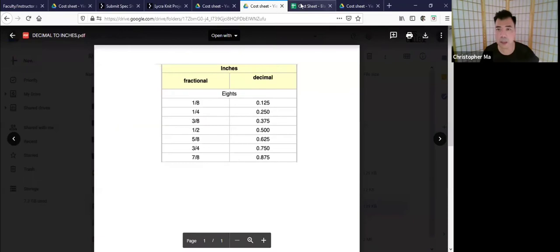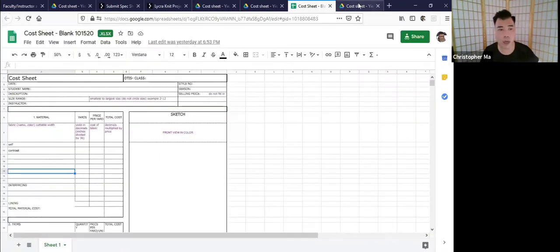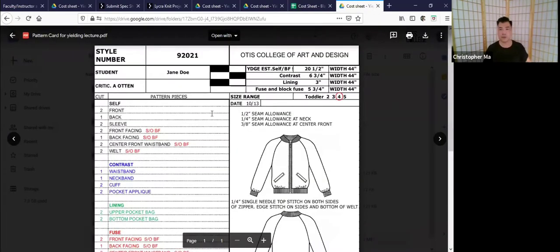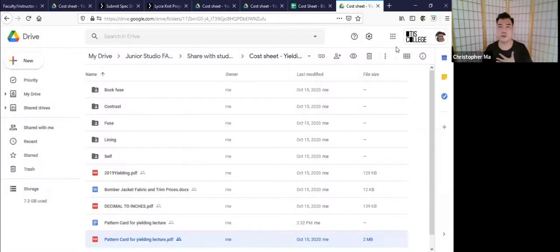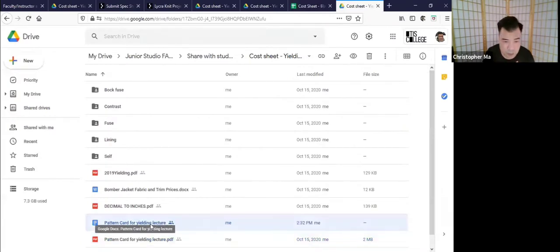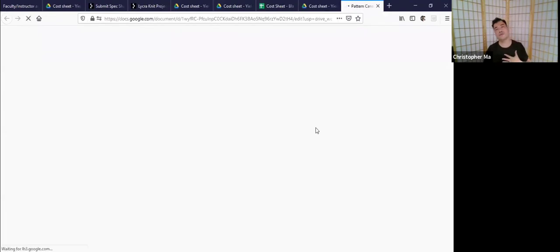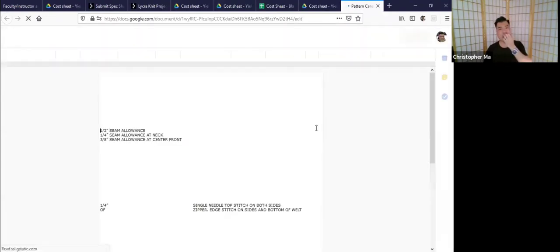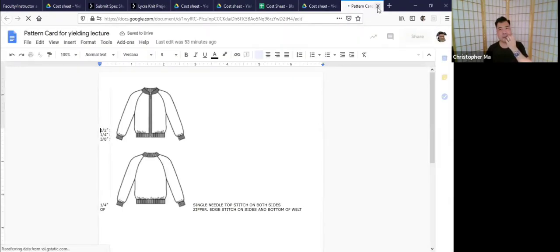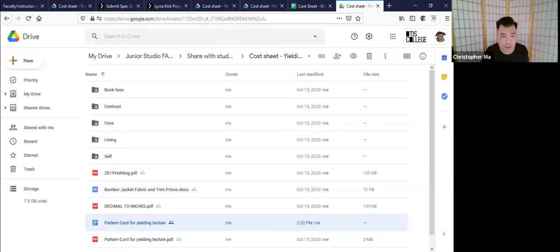Not here, not here, here, okay. Oh, this is a pattern card. Oopsie, sorry, what did I do? Okay, pattern card, let's do this again. Wrong card. Let's do this one.